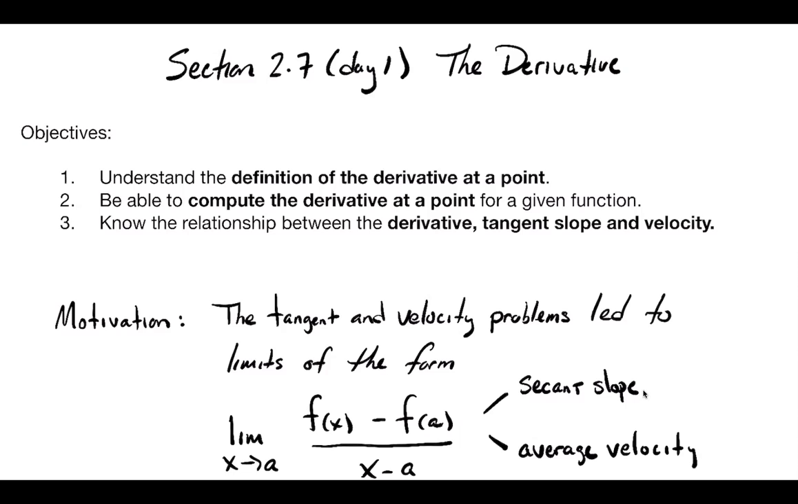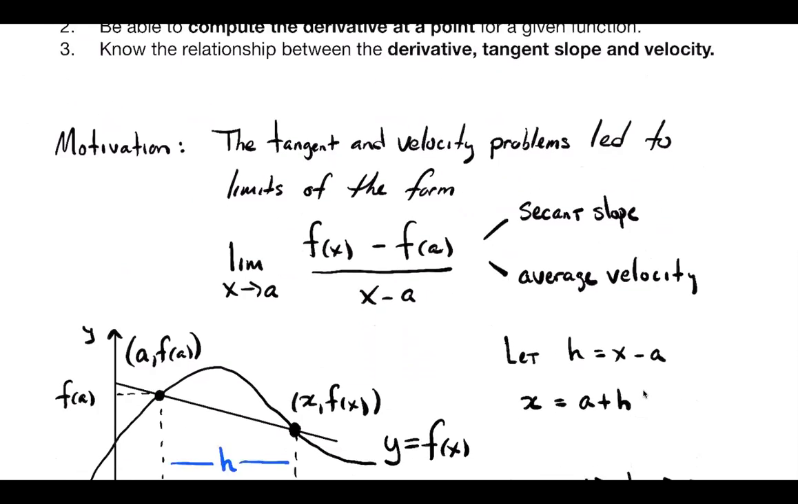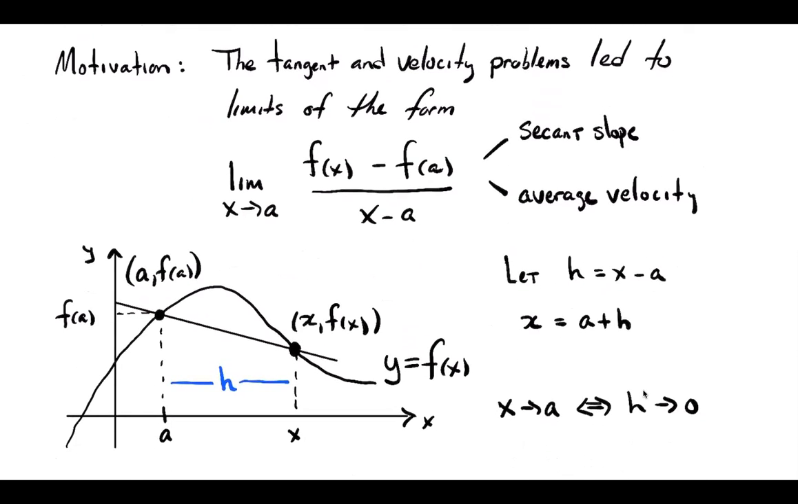Okay, so let's get going here. I said what the objectives were. Let's try to motivate the lecture. So, we were motivated in this whole subject of limits by something called the tangent and velocity problems. Remember the tangent and velocity problems? Tangent line to a curve, or the instantaneous velocity of an object. Both of those problems led us to consider the following limit.